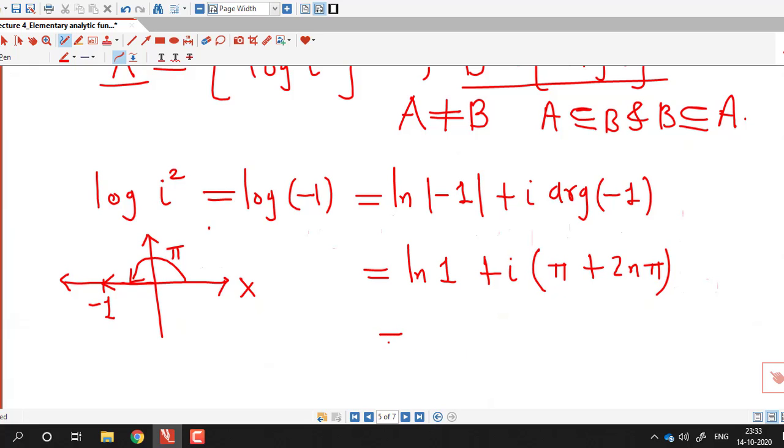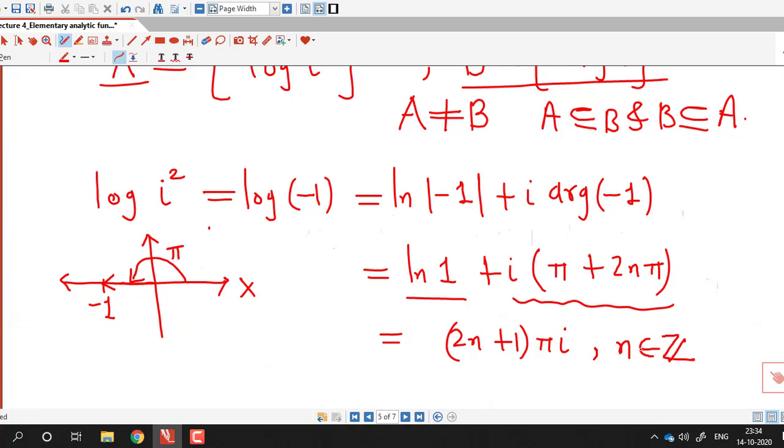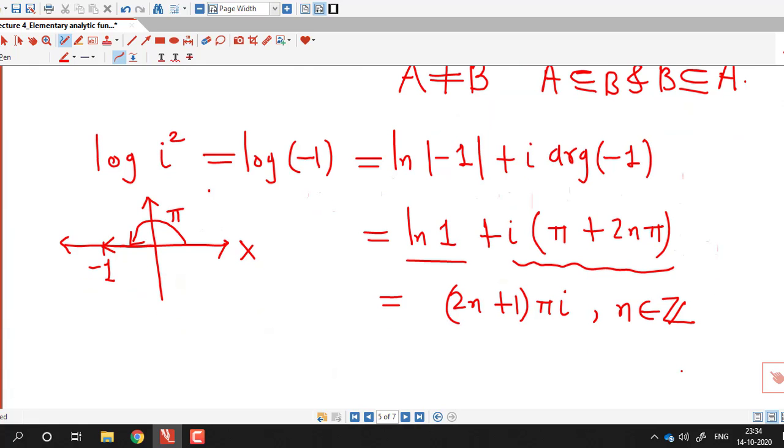Now this ln 1 is the real logarithm, so it is 0, and here we can write (2n plus 1) pi into I, and each value depends on the integer n. So log of I square is nothing but (2n plus 1) pi into I.